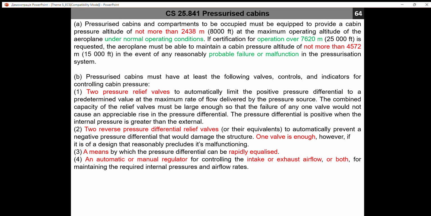So, what should we know about the pressurized cabin? First of all, when we talk about the pressure in the cabin, we will not use units like pascals, kilograms per square centimeter and so on. We are using altitude. So when we discuss the pressure in the cabin, we will use an altitude. As I said, the altitude is directly connected with the pressure.